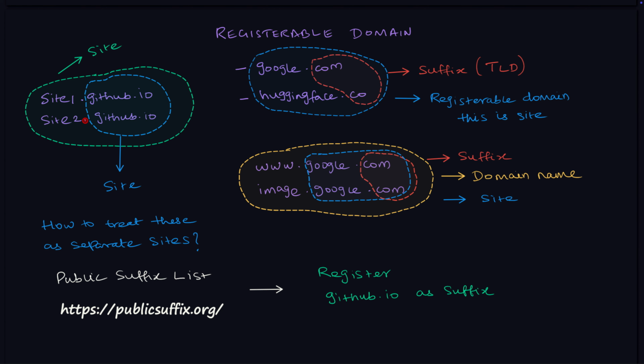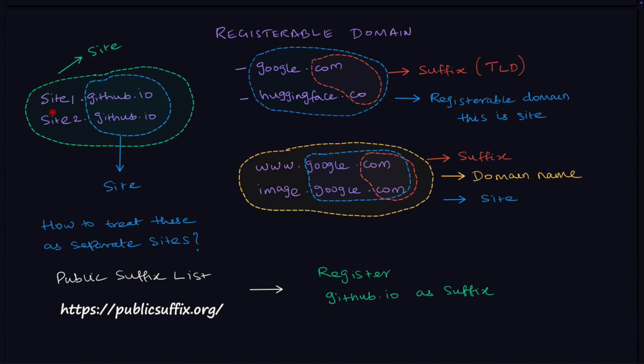Once we have registered github.io as a suffix in the public suffix list, we have two different sites here. Because github.io is the suffix now, site1.github.io is one site and site2.github.io is another site, because site1 and site2 are the names that come just before the suffix. So these two become sites on their own in the context of a cookie.